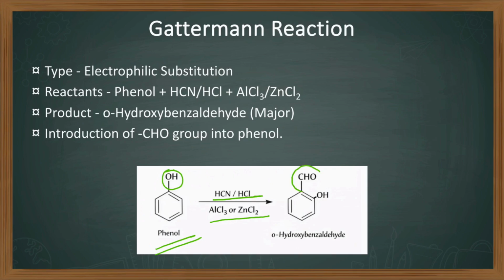The introduction of the aldehyde group happens at ortho and para positions. Ortho will be the major product. So ortho-hydroxybenzaldehyde or salicylaldehyde will be the final product. This reaction is called Gattermann reaction.